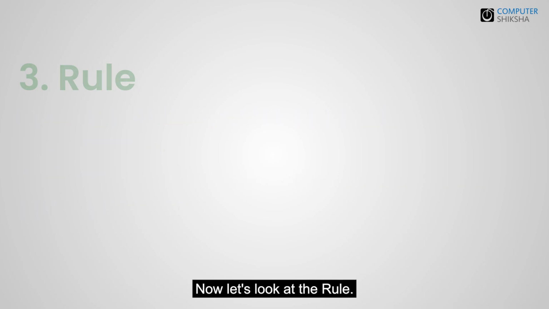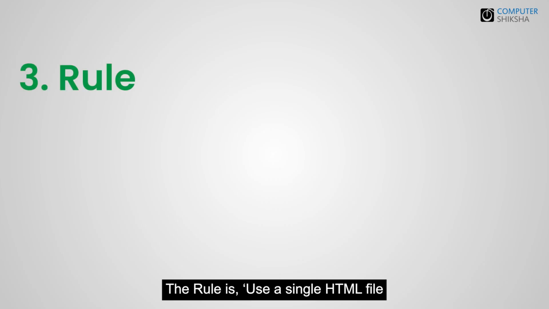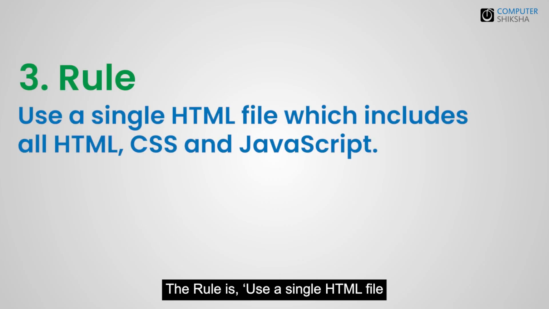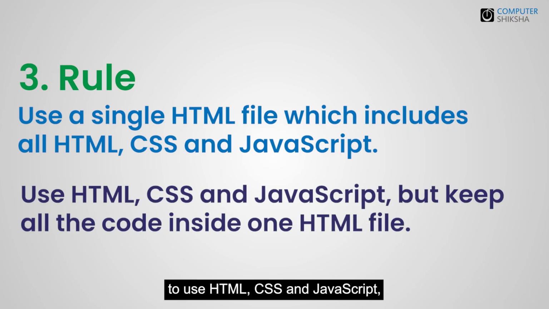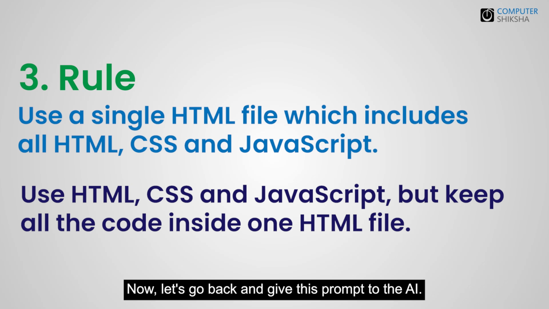Now let's look at the rule. The rule is use a single HTML file which includes all HTML, CSS and JavaScript. This tells the AI how to do the task. We are telling the AI to use HTML, CSS and JavaScript, but keep all the code inside one HTML file. Now, let's go back and give this prompt to the AI.